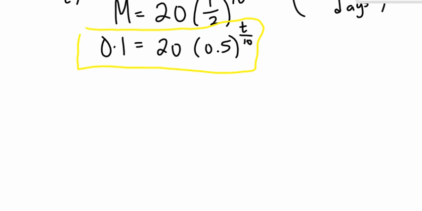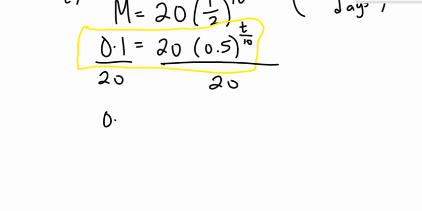Now t is in the exponent. So this is a little more complicated than a lot of other equations you have to solve. So first of all, let's see how close we can get to isolating that exponent. The first thing I want to do is, if I'm multiplying the base by 20, I want to get rid of that by dividing both sides by 20. So on both sides of the equation, I divide by 20, so I get 0.005 equals 0.5 to this exponent t over 10.